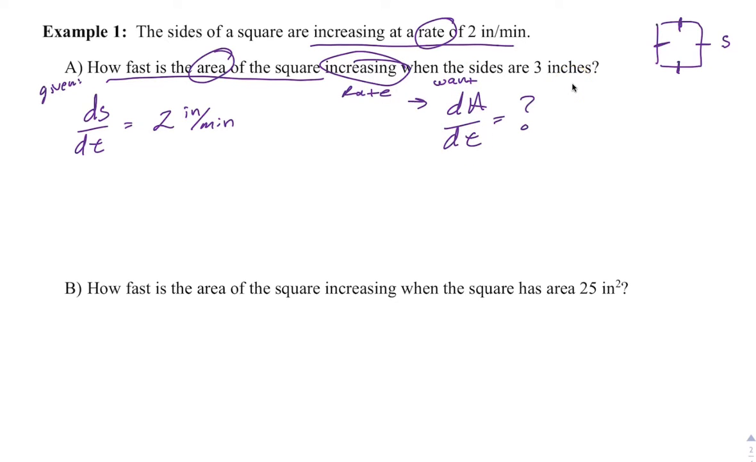Now here's the thing. When s equals 3, that's not a constant. Our sides are increasing, so they're not constant. This just says when the sides happen to be 3 inches, how fast is it increasing? So it's something we're going to plug in after we do our work, not before. This is not a constant, so we'll plug this in after.